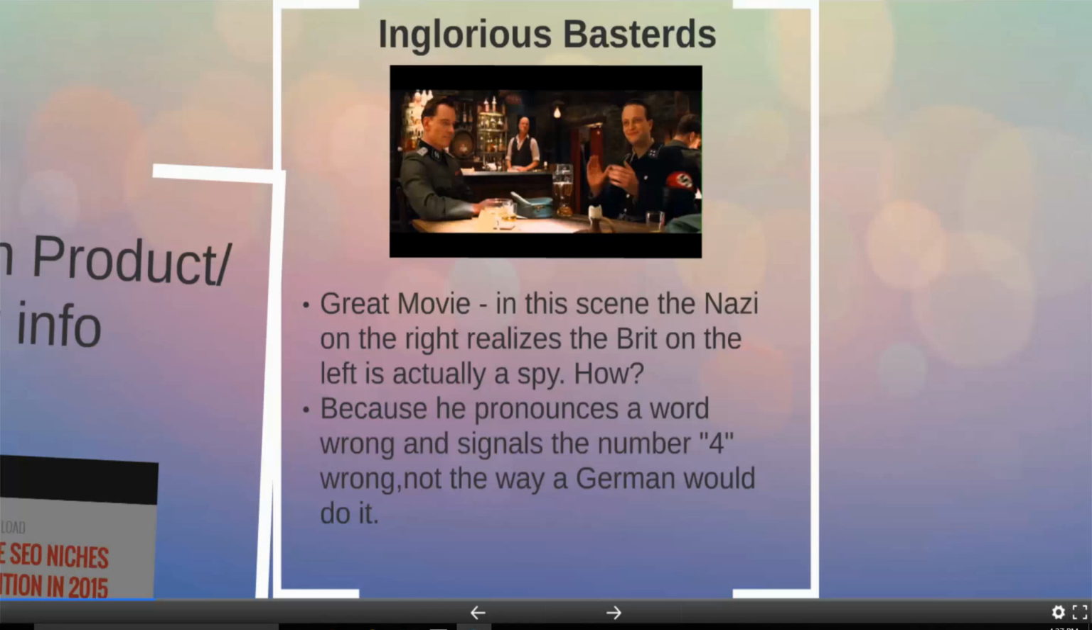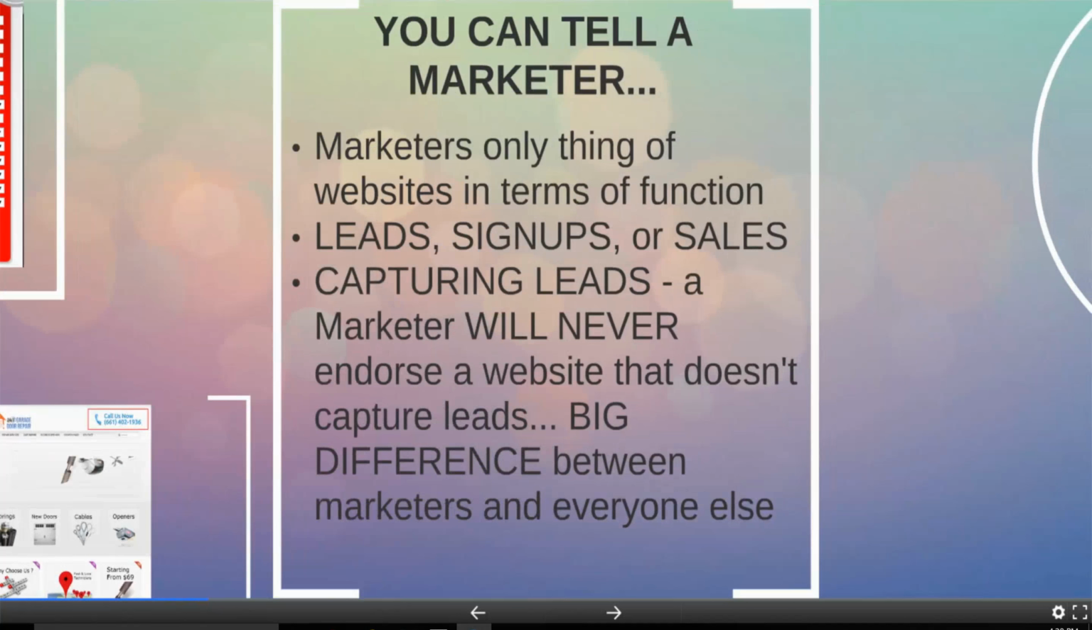Now, how is this relevant to marketing? Because when you're speaking with people and when you're conducting yourself as a marketer, it's very easy to detect if someone you're talking to is acting like a marketer. You can tell a marketer, just like the real German guy could tell the other guy wasn't German. Marketers only think of websites in terms of function. Is it making people take an action? The way that it looks is part of that sometimes, but it's not the most important thing.